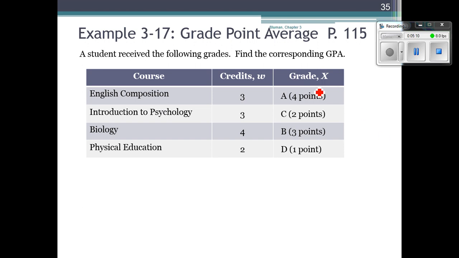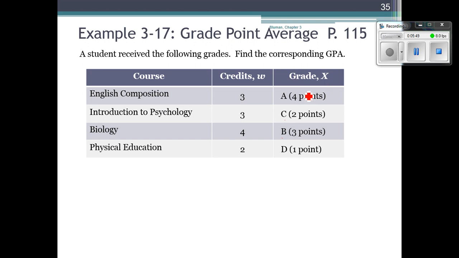So here we go. We have somebody's schedule for one semester. They have English composition, psychology, biology, and Phys Ed. English composition is a three credit class. Psychology is a 3-credit class. Biology is a 4-credit class. That happens a lot because sometimes science classes have a lab with them. Sometimes they're considered separate classes as well. And then you have Phys Ed, which is 2 credits. Here are the grades that the student received for them. An A for English Comp, a C for Psych, a B for Biology, and a D in PE.